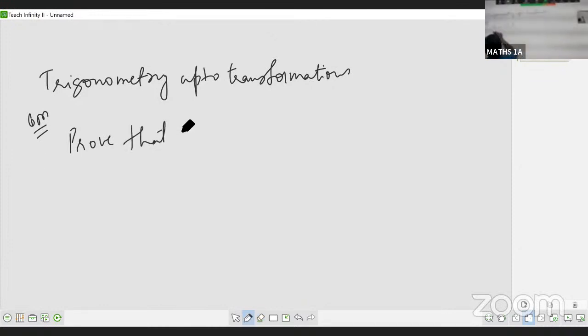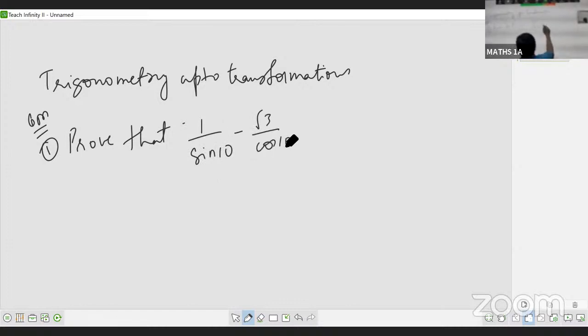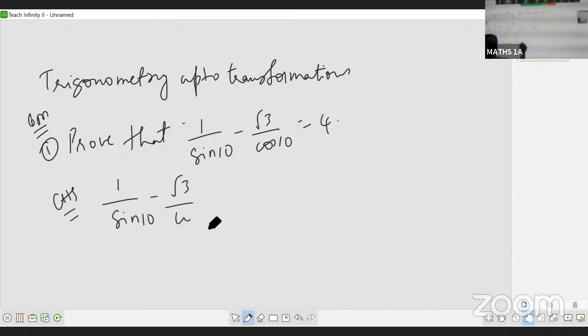Prove that. First one, 1 by sine 10 minus root 3 by cos 10 is equal to 4. Very important one. LHS: 1 by sine 10 minus root 3 by cos 10. Now take LCM, sine 10 into cos 10.